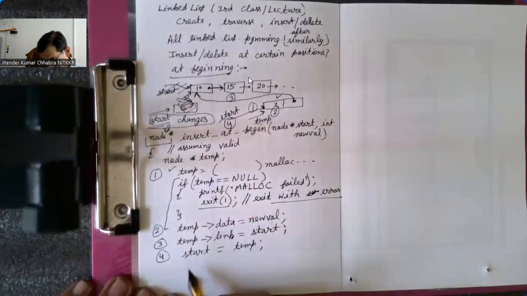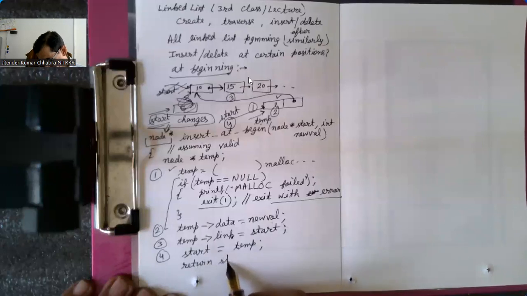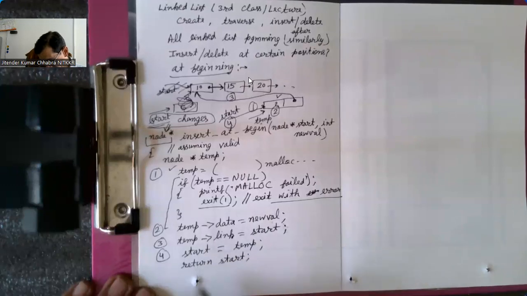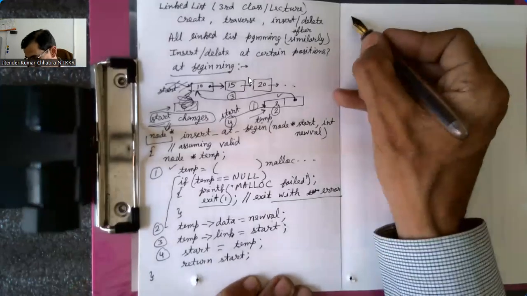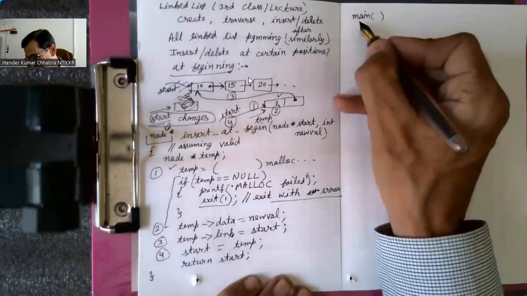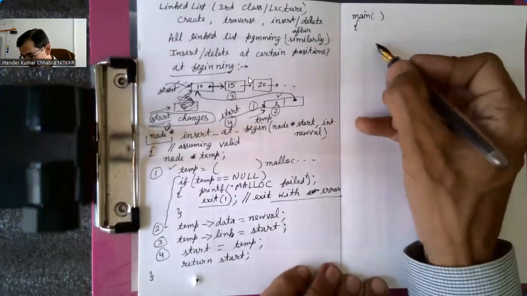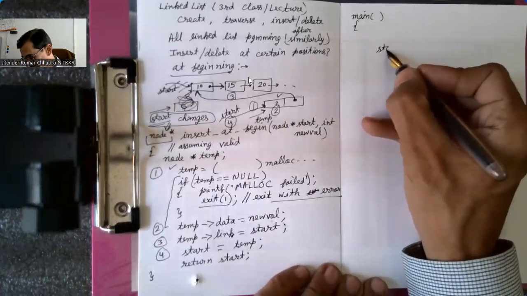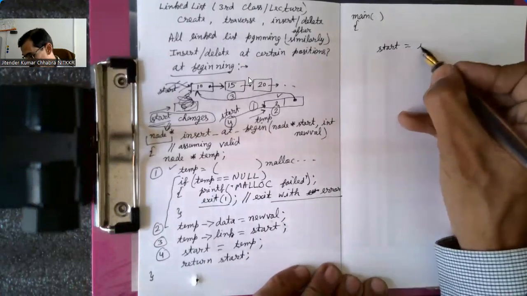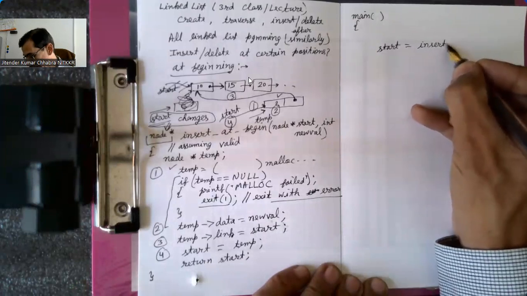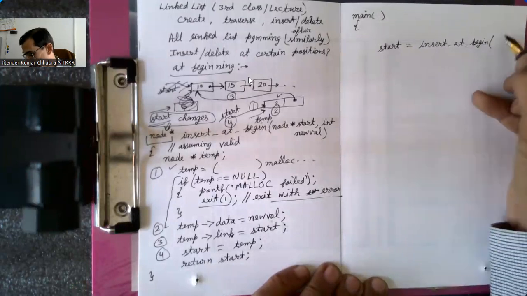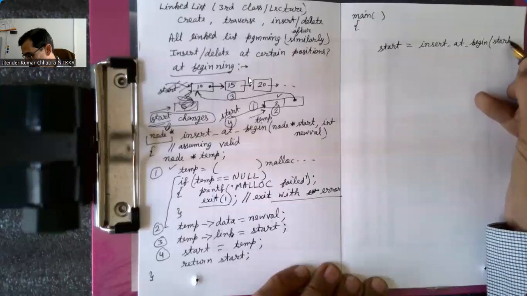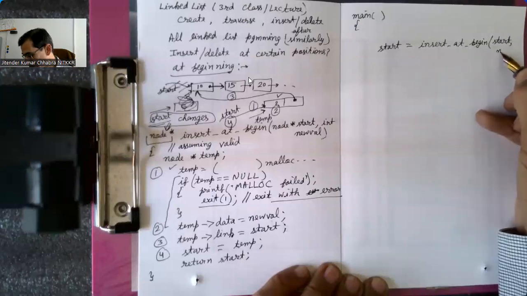And once I have updated, I must return the start. The changed start has to be returned. Why do I need the changed start? Because the start position has changed. From the main, how will the call come? Whenever I am deciding to insert at beginning, my call will be something like this. Start equal to insert at begin, and here the parameters, for example, start itself and the new value which I want to insert.